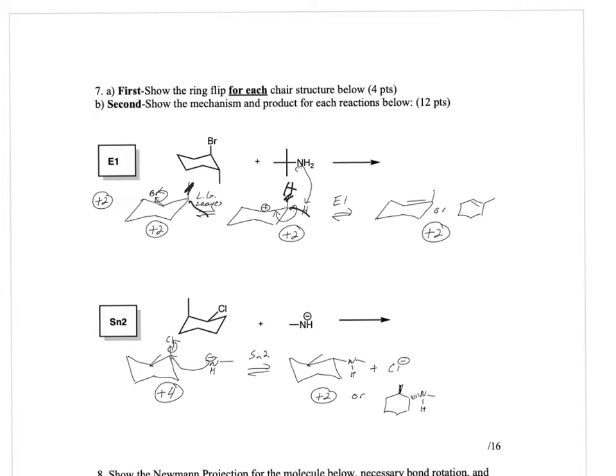But E1, leaving group leaves, so you get a carbocation. You could have done a hydride shift. Some people got excited and did that. That's okay. I was just looking for the nitrogen to take a beta hydrogen. Go there. And I did. You could have taken these hydrogens, but they're less likely because they lead to a disubstituted alkene versus a tri-substituted alkene, right? And according to Zaitsev's rule, we want the more substituted alkene because that's more stable.